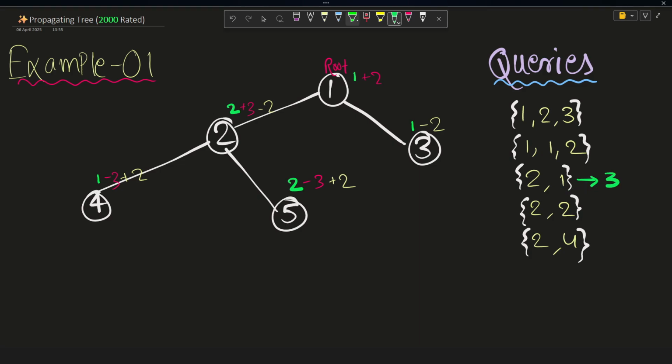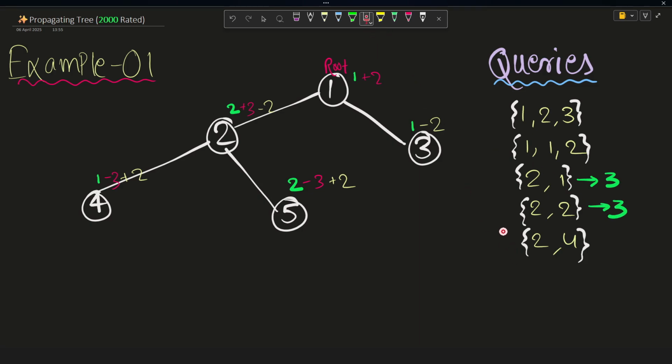Alright. Now this query is done. Let us now move to the next query. In this query we have to find the value for node 2. Since this is our node 2 here, we have to print its value. So its value is what? It is equal to 2 plus 3 minus 2. These two will cancel out each other and only 3 will remain. So I can say that the answer to this query should be 3. So I will write here 3 again.